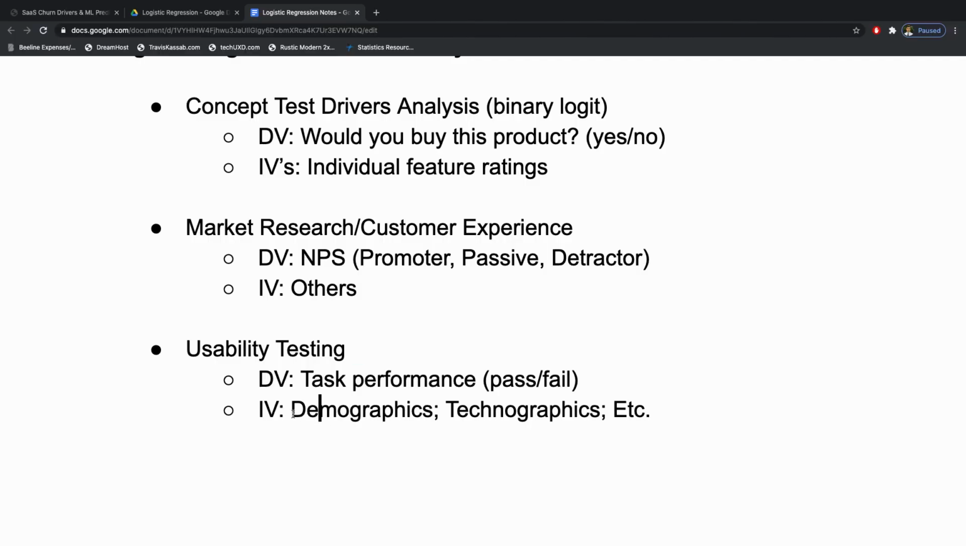Last example that I have is a usability test. You're showing respondents a variety of tasks and they're either passing or failing them. There are other metrics that you can use in usability tests for performance, but let's just stick with, let's say there's a really important task and you're trying to understand if somebody passes this task. And you have other characteristics for the usability participants, demographics, technographics, anything. And you want to know what is most significantly related to passing this task.